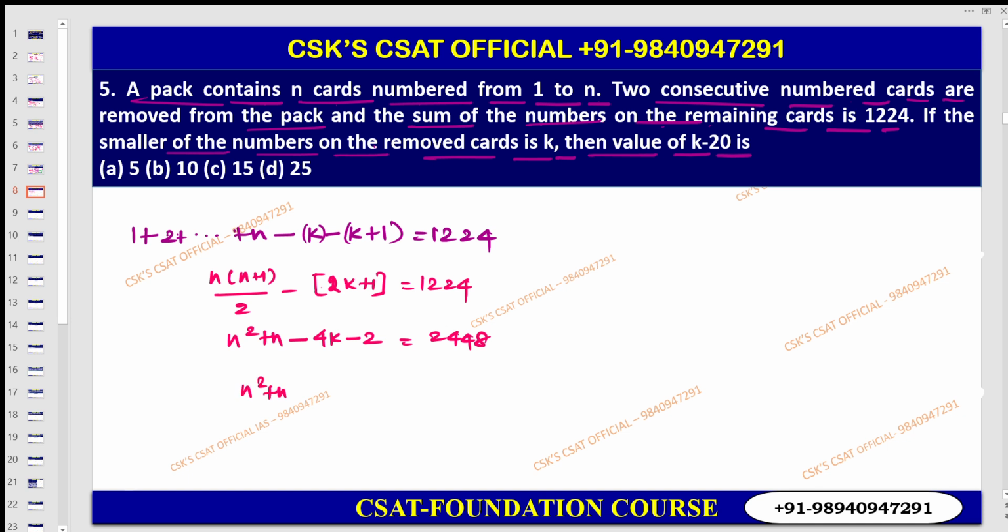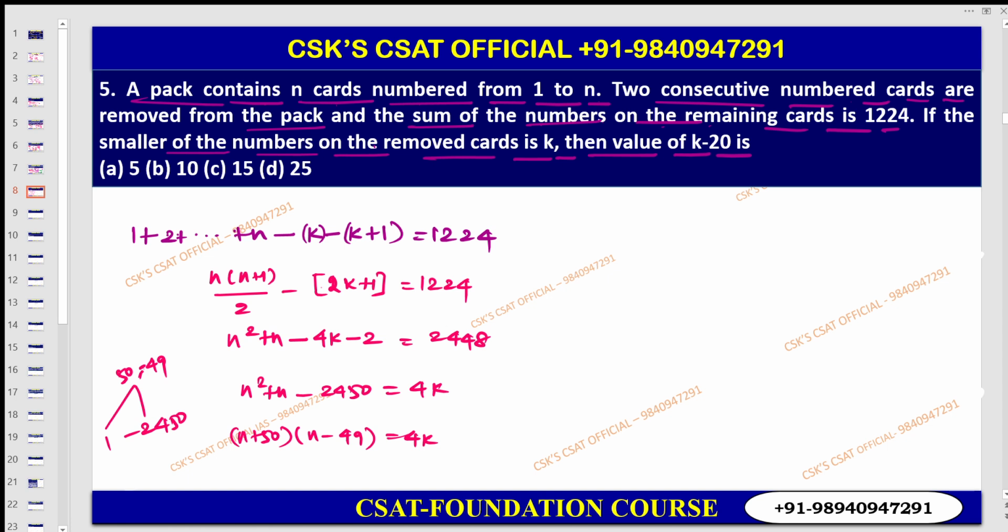n square plus n. Bringing this one becomes 2450, which is equal to, can we take this as 4k? Yes. Now you have to factorize 2450. You have to get a 1. 50 50s are 2500. So therefore 49 times. Now the minus sign will be in the product, and the sum is plus, so you have to put the minus on the smaller number. So n plus 50, n minus 49, which is equal to 4k.